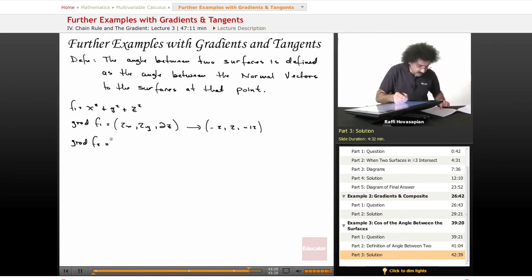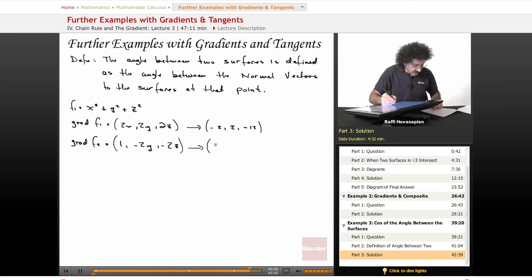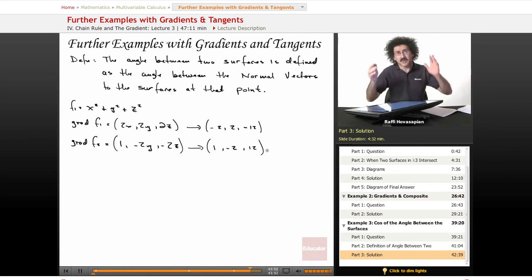The gradient of f2 is going to be 1, minus 2y, minus 2z, right? That's df dx, df dy, df dz. It's a vector. When we evaluate it at the particular point in question, we end up with 1, minus 2, and 12. And again, I hope that you check my arithmetic here, because arithmetic is important for the sake of computation, but it's the math that's important. We want to understand what's going on underneath.